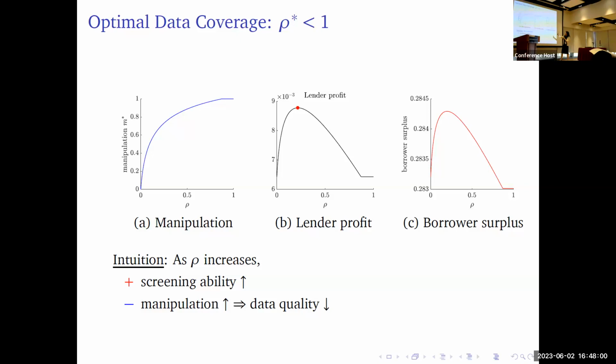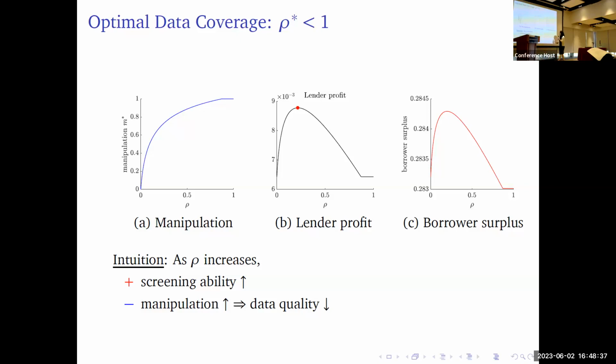And if the lender wants to maximize profits, it will choose an interior rho. Okay, the rho will be strictly smaller than 1. In this numerical example, it will be around 0.4. Okay. So that's the key message of this model. Even if it's free to choose a high rho, there is an endogenous limit of big data in this private lending market, and the channel comes from the potential manipulation of the borrowers.